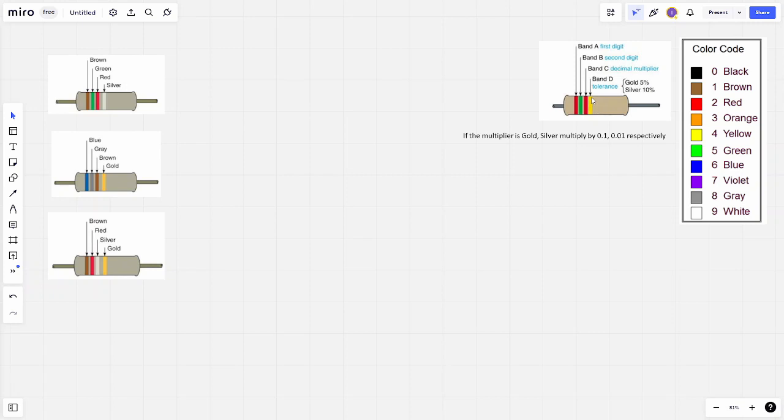And lastly, we have band D, which is the tolerance. If the tolerance is gold or silver, we add a tolerance of plus or minus 5% or plus or minus 10% respectively. However, if the multiplier, which is the third band, is gold or silver, we have to multiply by 0.1 or 0.01. So let's have a go at some examples.